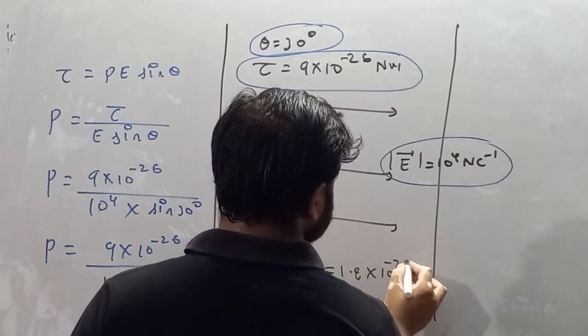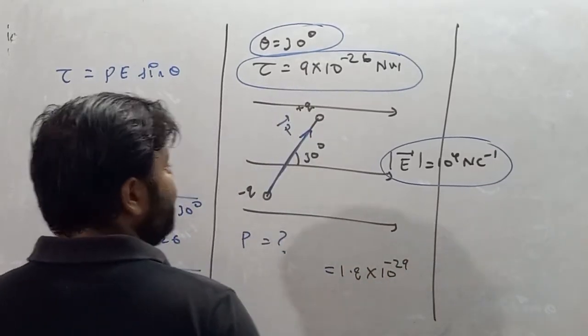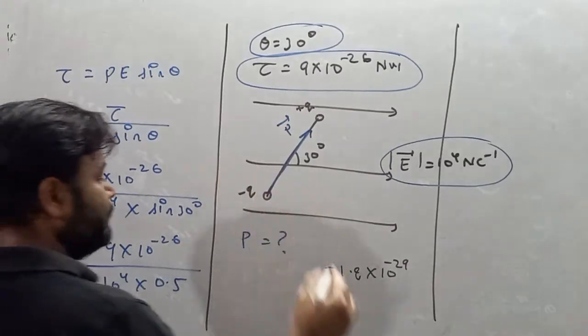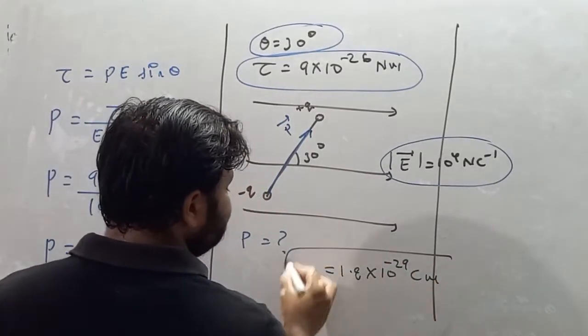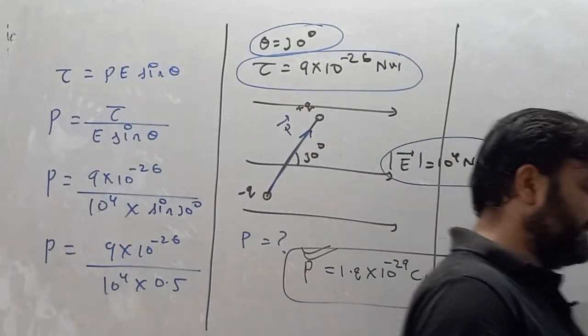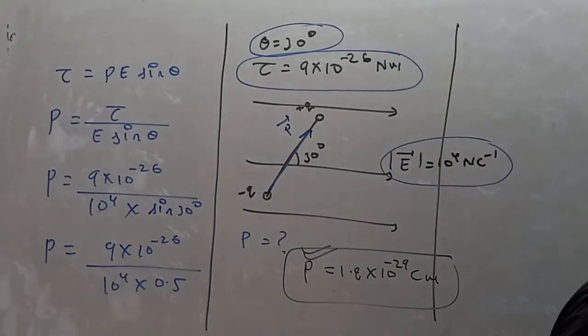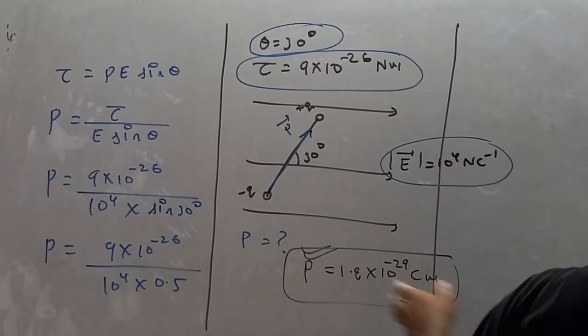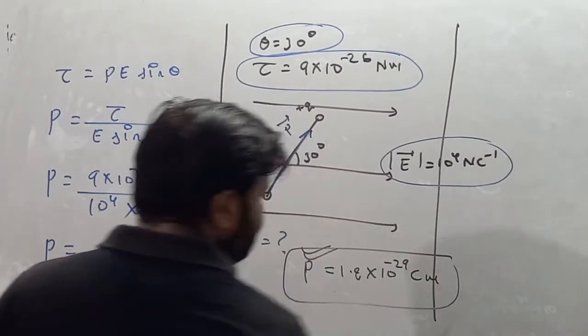into 10 raised to the power minus 29 coulomb meter, the value of the dipole moment Q into 2A. This is the value of the dipole moment. Copy it, and if you are capable of finding it on your own, find it on your own. So this is about the value of the dipole moment.